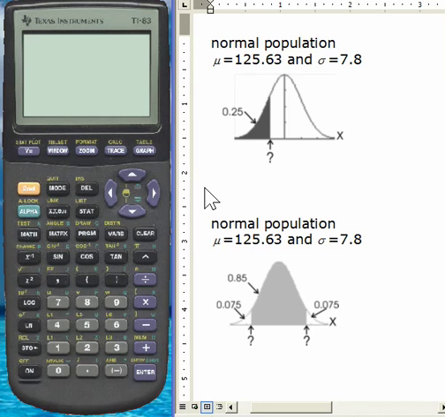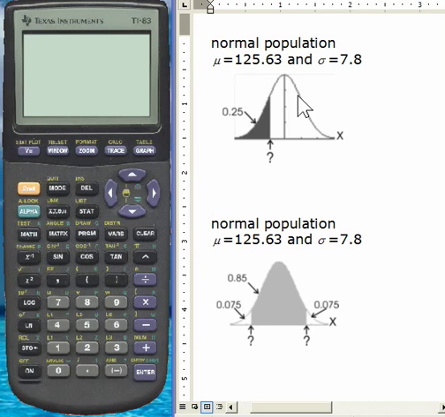Now we want to make sure you're really good at using inverse norm to find this lower bound or upper bound for some area under the curve. Now remember, what we're doing is backwards, or the inverse of what we were doing when we were using normal CDF. In other words, we were given the interval and we were going to find the area under the curve that corresponded with that. So this time they're going to give us the area and we're going to find the interval that corresponds with that area.